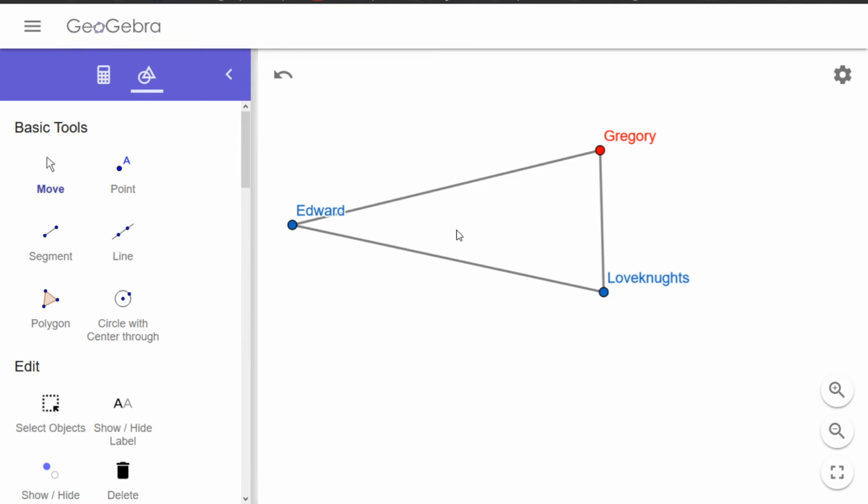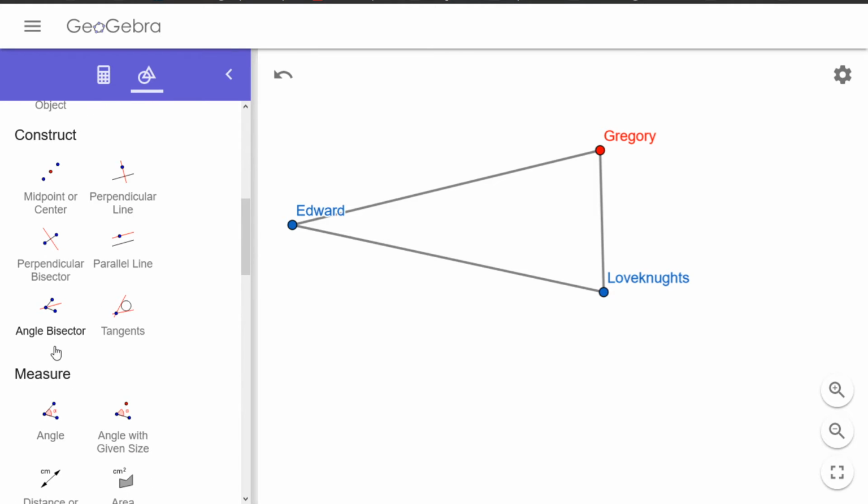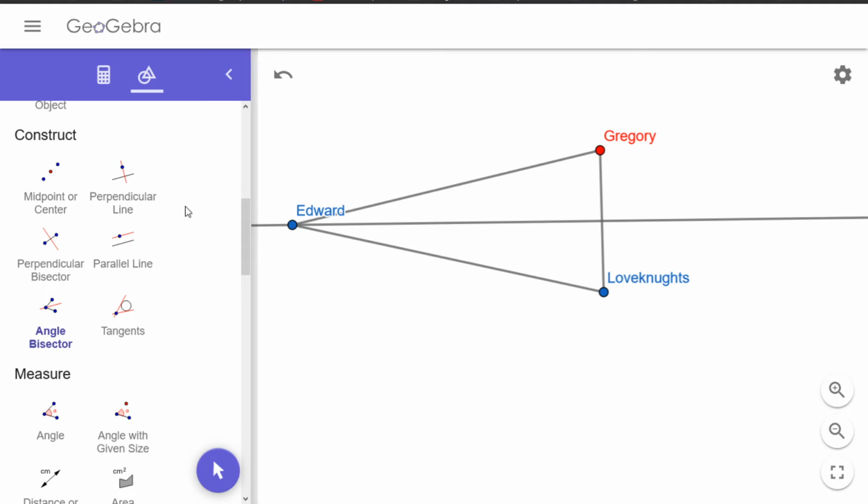All right. I'm going to create some angle bisectors. What's an angle bisector? It's a line that does what? Cuts the angle in half. So I'm going to go to the angle bisector tool, and I'm going to go Gregory, Edward, Lovenuts. And now let's create a line that cuts that angle in half.